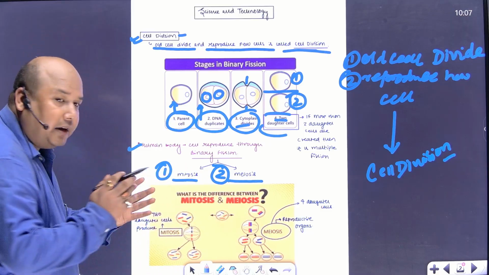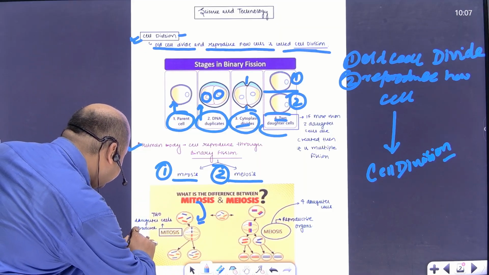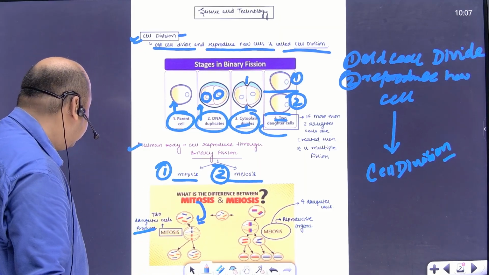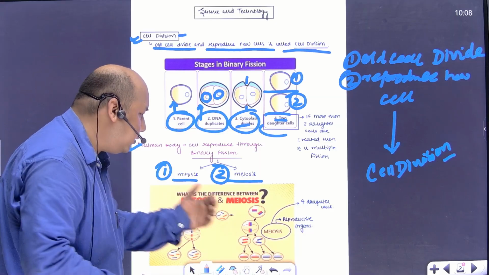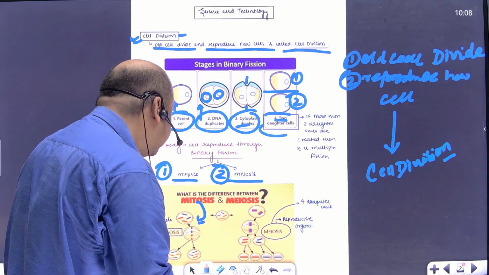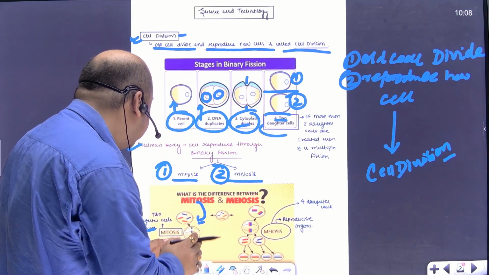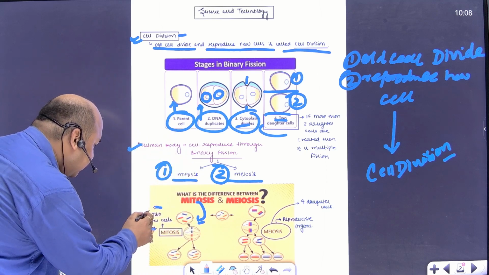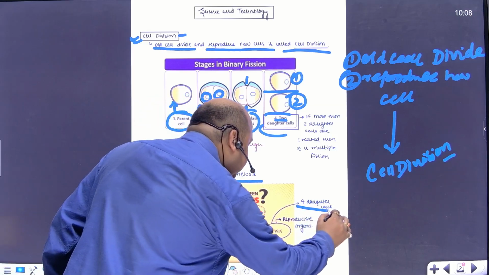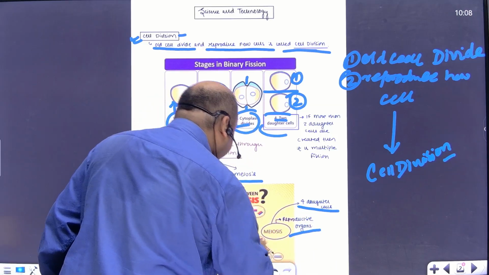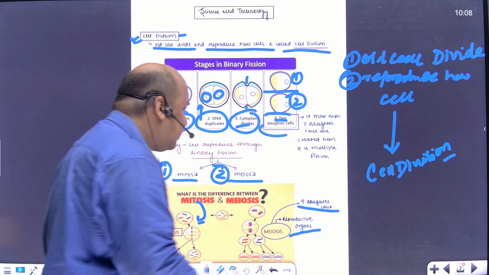So, what is mitosis? First, come to these things. This is mitosis. If two daughter cells are produced, this is called mitosis. Now come to the meiosis process. In meiosis, four daughter cells are there, and reproductive organs are involved. In mitosis, two daughter cells are there. In meiosis, four daughter cells are there. So we have seen these things in the first slide. Let's come to the second slide.